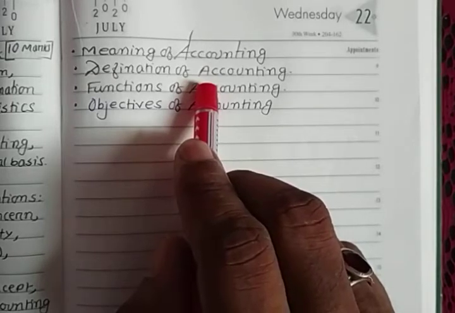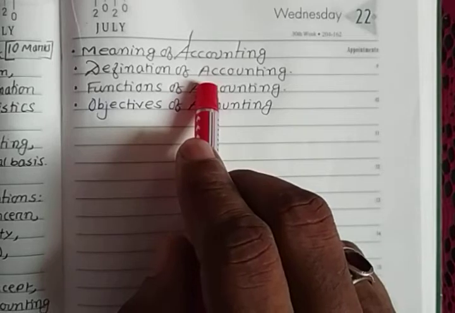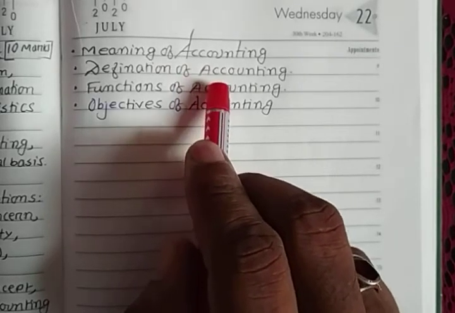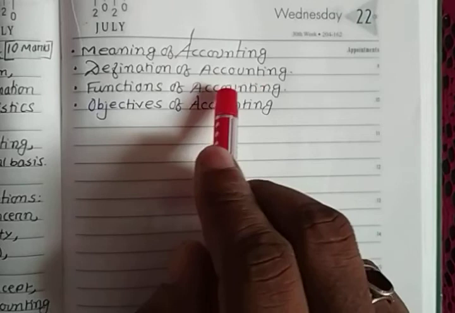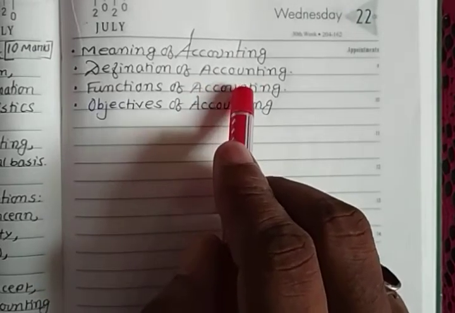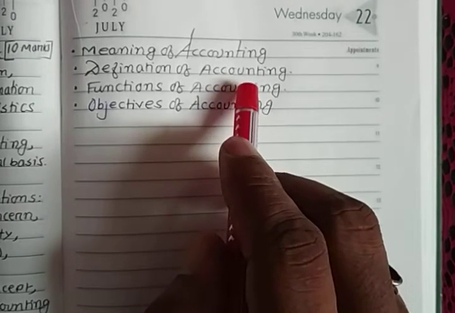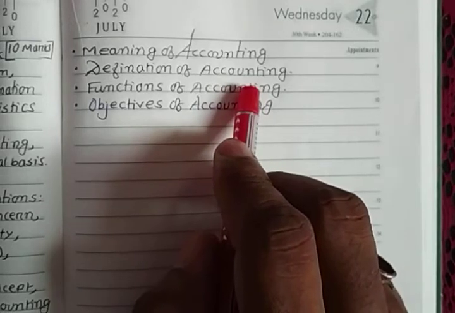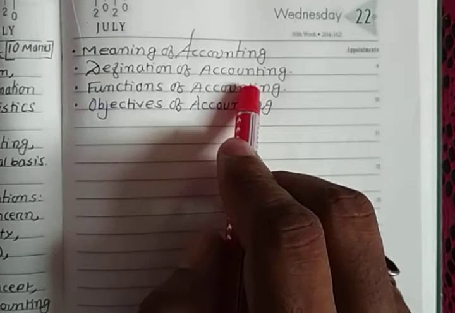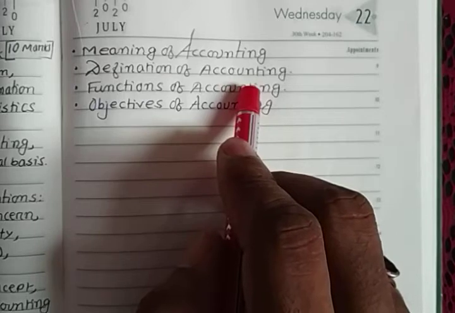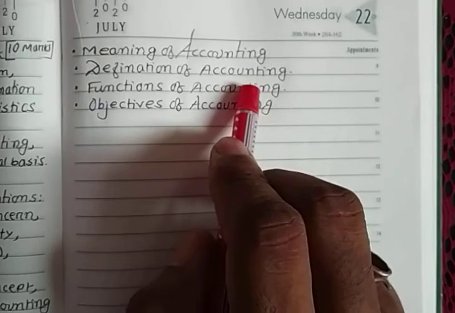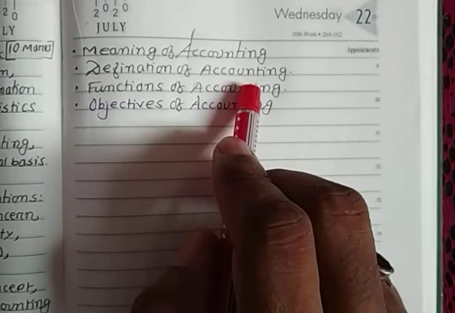One more definition: the American Accounting Association in 1966, short form AAA, has defined accounting as: accounting is the process of identifying, measuring and communicating economic information to permit informed judgments and decisions by users of the information. Okay, so this is the definition of accounting.